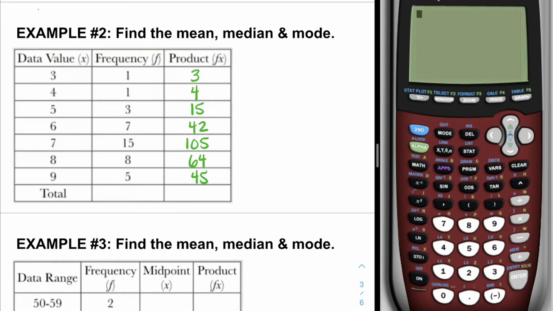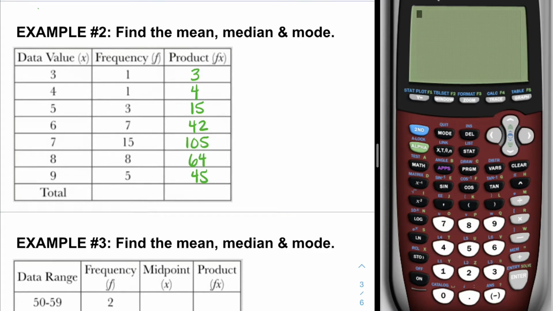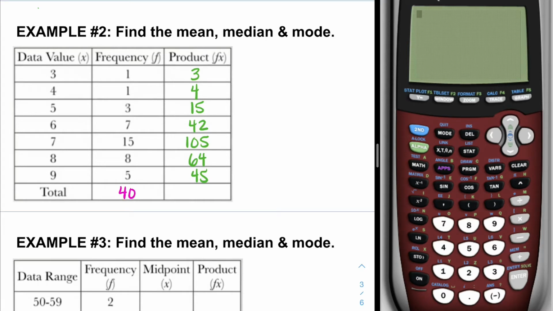So my frequency is the total amount of numbers that I have. So if I add all these numbers in my frequency list up, I will end up getting 40. If I add all of my numbers in my product up, so that I can find my sum, the number that I would get is 278.